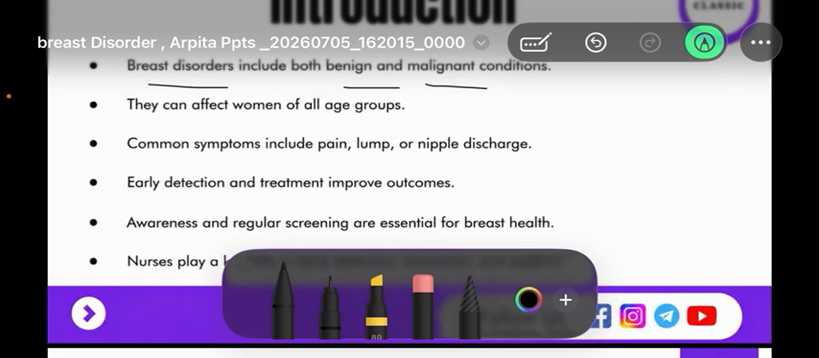So they can affect women of all age groups. Remember one thing, they can affect women of all age groups. Common symptoms include pain, lump, and nipple discharge. And how can you see the symptoms? You can palpate the breast from the center to the axilla in a circular manner.